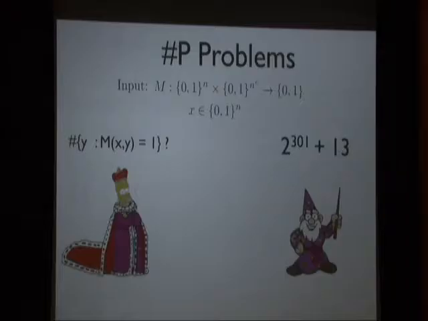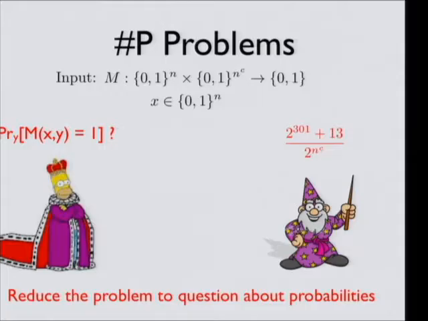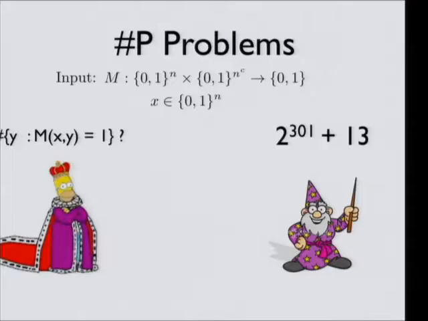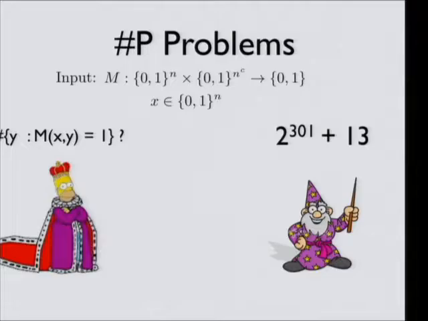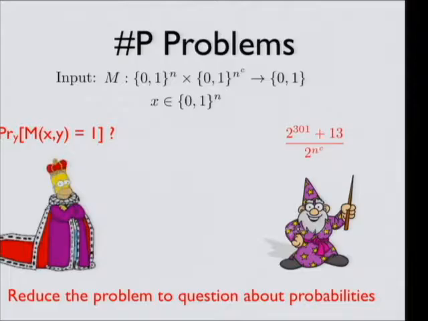I know that time is a bit flexible, but let's go on with the proof. So we want to give a proof for a Sharp-P problem. And what we're going to do is reduce it to a question about probabilities. So instead of the number of accepting certificates of the non-deterministic Turing machine M, we're going to ask, what's the probability that a uniformly random certificate accepts?